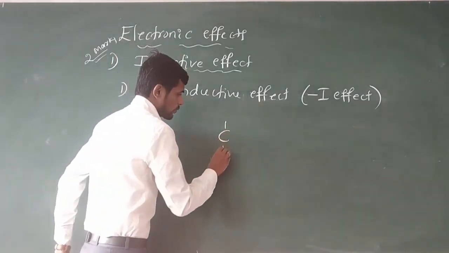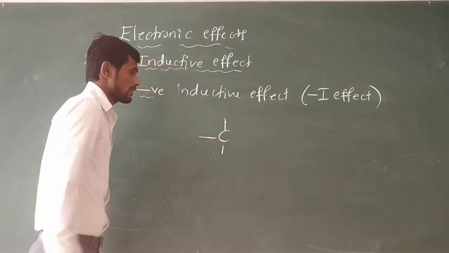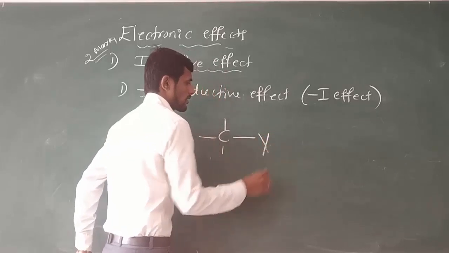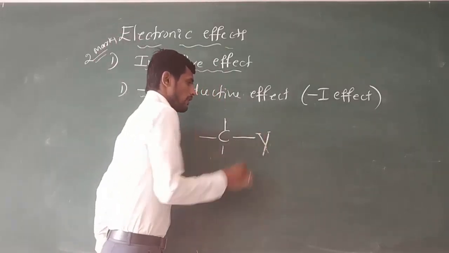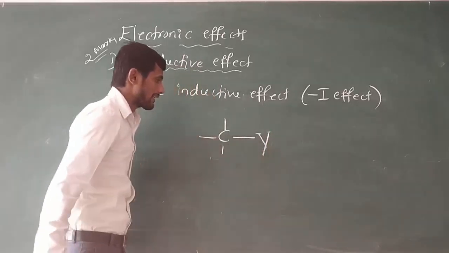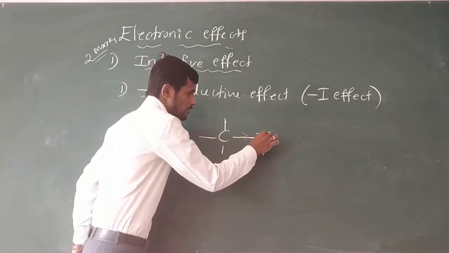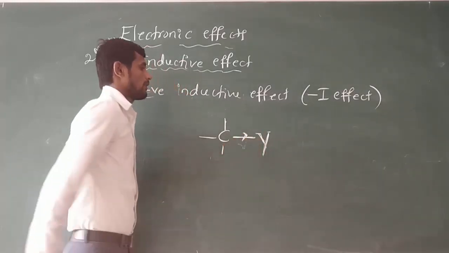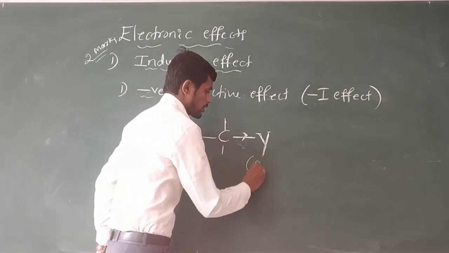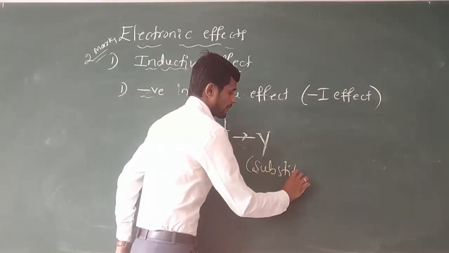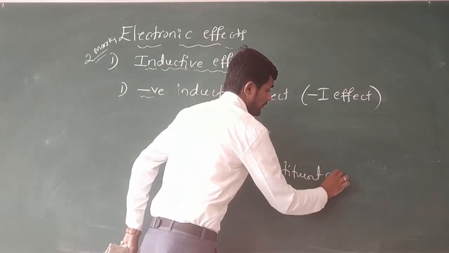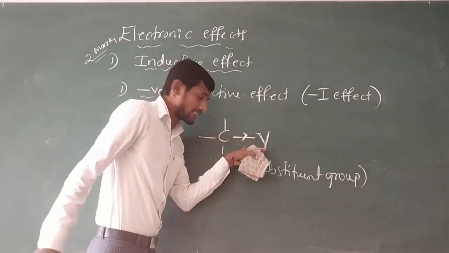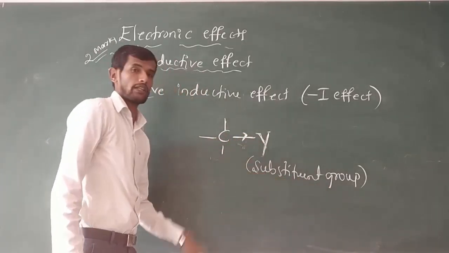See here, one electron releasing group is present, and here I take one Y. Y is one of the substituent groups. If the displacement of electron takes place towards this substituent group, yes, it is one of the substituent groups, if the displacement of electron takes place towards the substituent group.